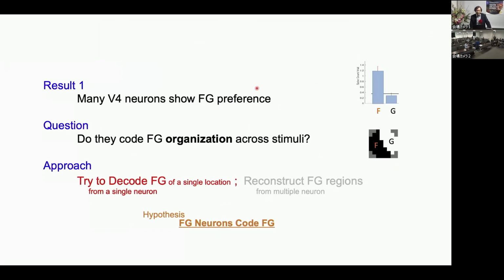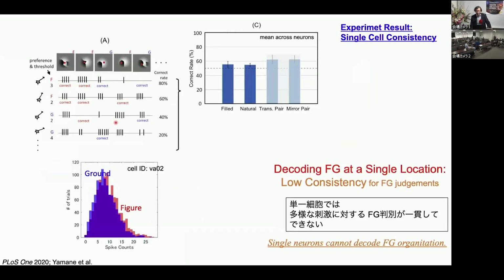So to try to answer this question, we tried to decode figure-ground of a single location from a single neuron. So this shows what we did. We get a bunch of stimuli, and we knew the ground truth. And also we get a response from individual neurons. So we can compute how correct these neurons are. We can compute the correct rate of individual neurons. And this shows the correct rate, mean across neurons.